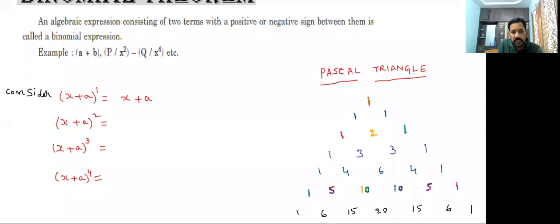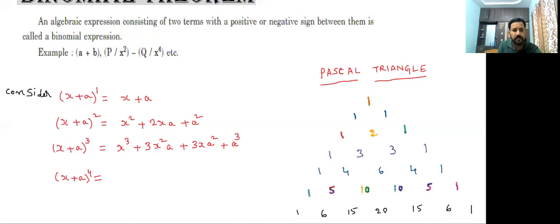And x plus a whole square means x square plus 2xa plus a square. X plus a whole cube means x cube plus 3x square into a plus 3x a square plus a cube.